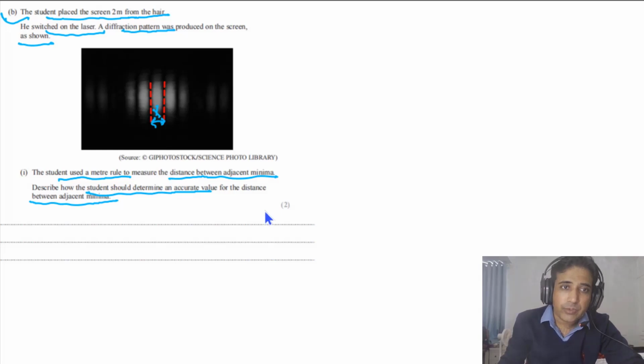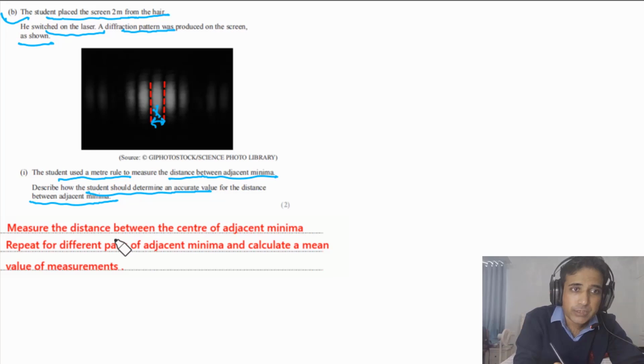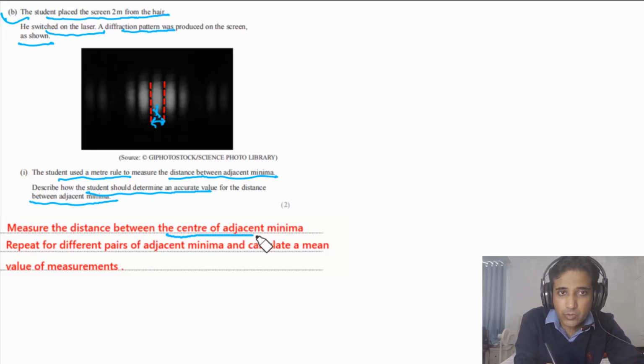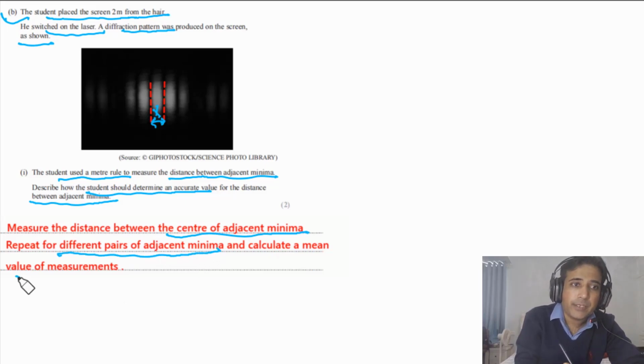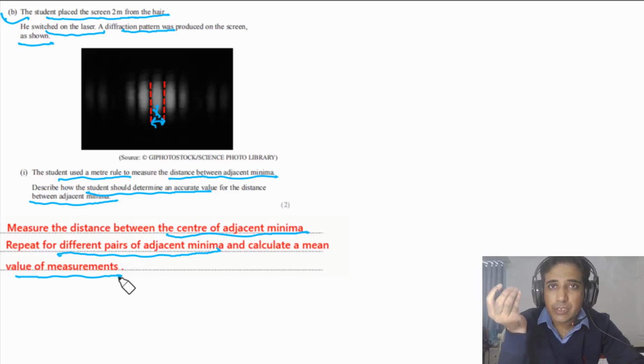So how can we write down the answer? This is how you can write your answer. You can say: measure the distance between the center of adjacent minima, repeat for different pairs of adjacent minima, and calculate a mean value of the measurements. So this is how we can do it.